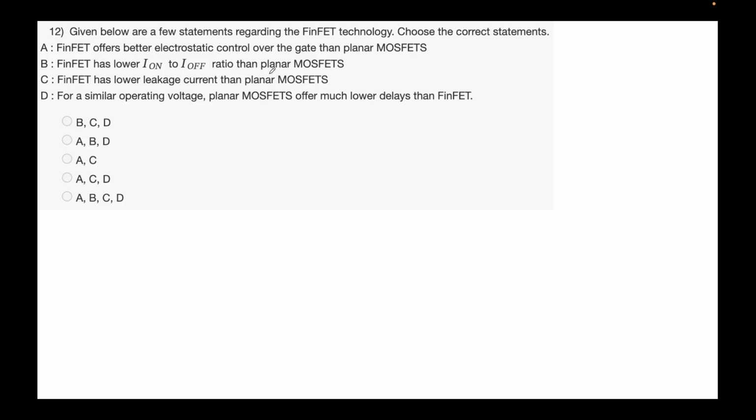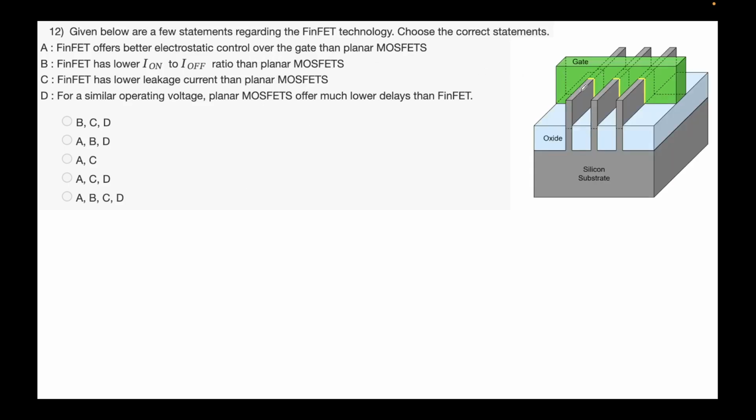So again, the same about the FinFETs only. FinFETs offer better electrostatic control over the gate than planar MOSFET. This is true, as we know that the gate is surrounding on three sides rather than just on the top. So statement A is correct. FinFET has lower Ion to Ioff ratio. That is not true. The Ion to Ioff ratio is also known as the leakage, so to speak.